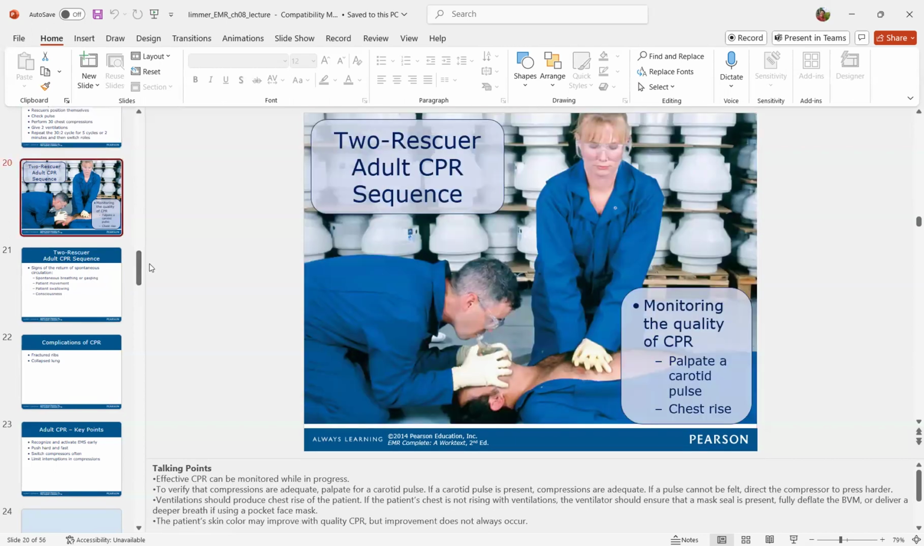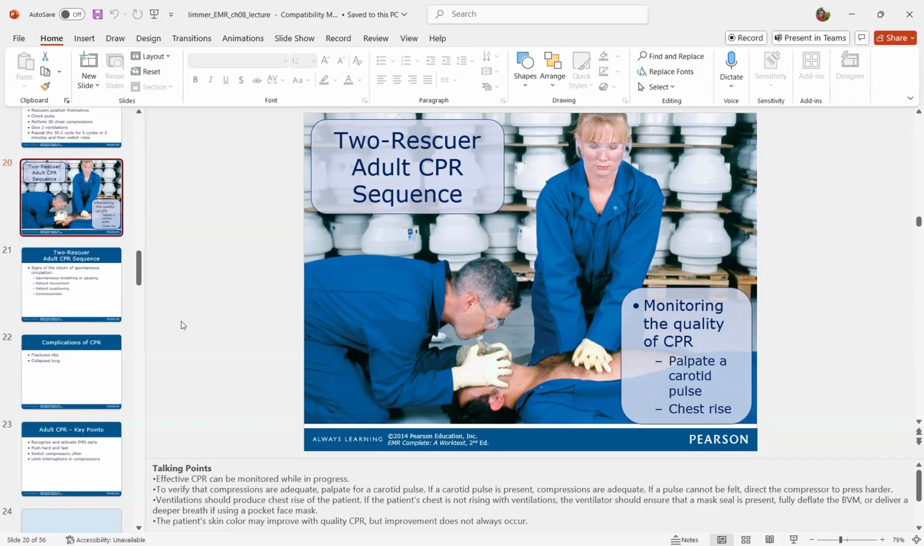Effective CPR can be monitored while in progress. To verify that compressions are adequate, we're going to palpate a carotid pulse. If you have an extra person there while you're doing compressions, they can verify by checking that carotid pulse. If the pulse is present, compressions are adequate. If the pulse cannot be felt, direct the compressor to push harder.